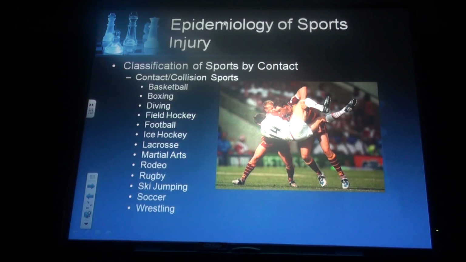Here's one thing I want to show you, okay? Classification of sports by contact, okay? Contact collision sports: basketball, boxing, diving, field hockey, football, ice hockey, lacrosse, martial arts, rodeo, rugby, ski jumping, soccer, and wrestling. Yes, and rodeo is considered a contact collision sport because how many times have we seen somebody get stepped on by a bull or bucked off? It's a collision sport.